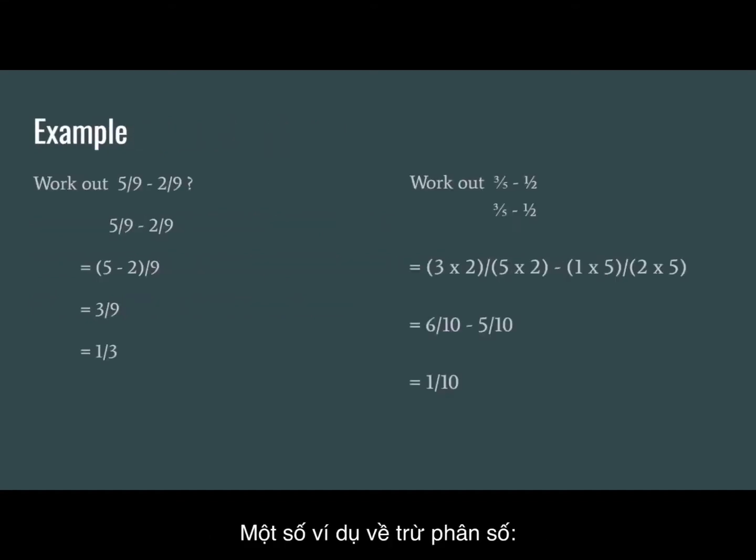Here is some example about subtracting fraction. 1. Work out 5 over 9 minus 2 over 9. We have 5 minus 2 over 9 equal 3 over 9, and simplify, we got 1 over 3.